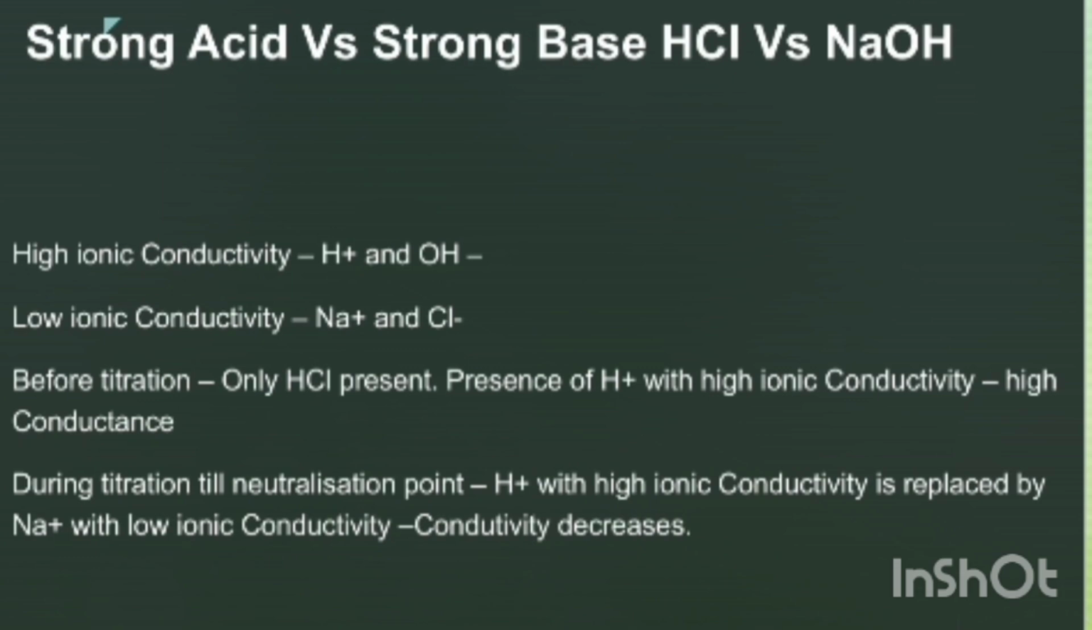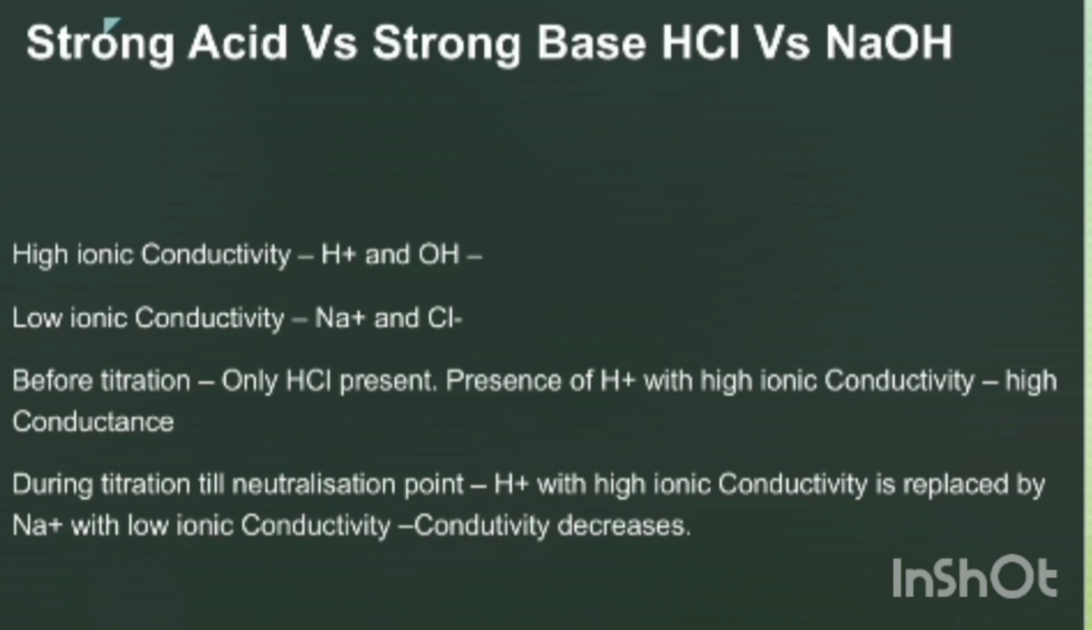See what is going to happen in the analyte solution during the titration. Before titration, only hydrochloric acid is present. Presence of H+ with high ionic conductivity gives high conductance. During titration till the neutralization point, H+ with high ionic conductivity is replaced by Na+ with low ionic conductivity. Conductance decreases.